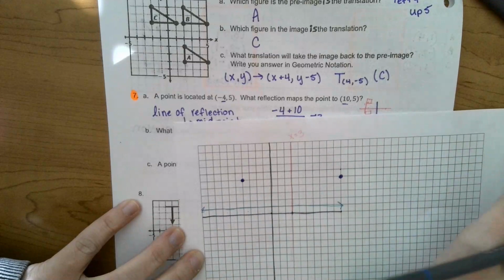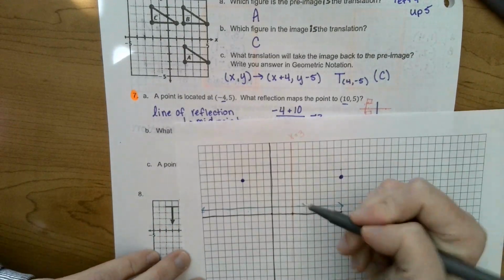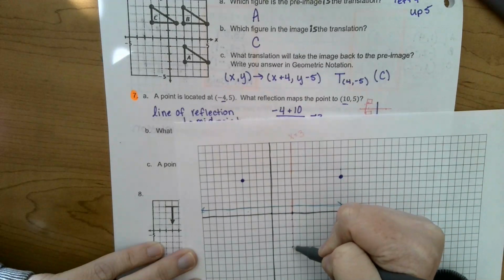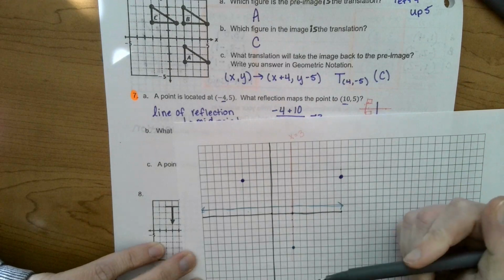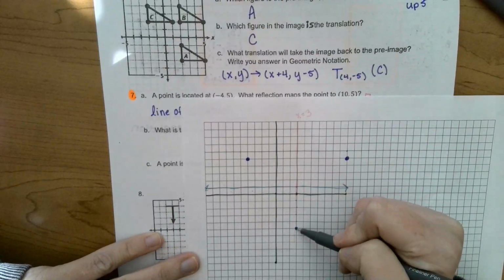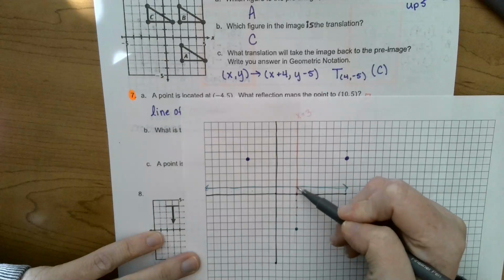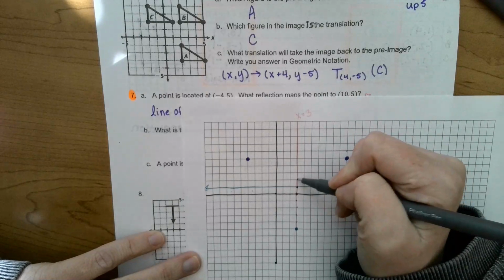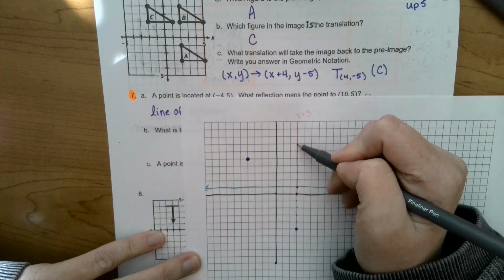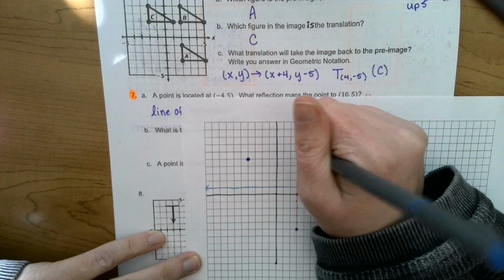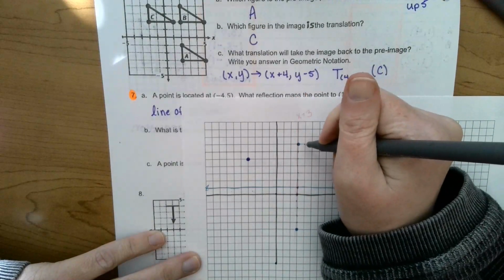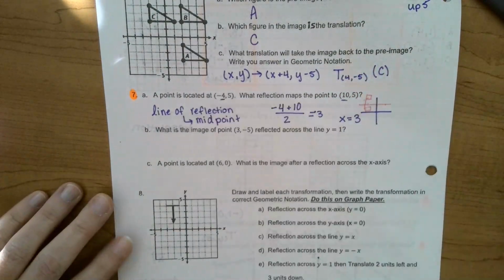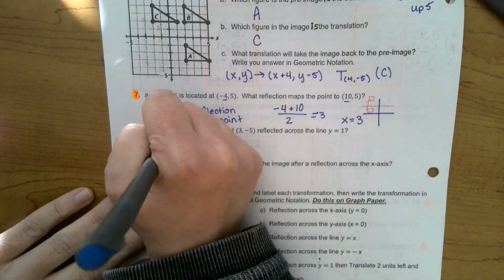All right, so the point is 3, -5. So 3, 0, 1, 2, 3, 4, 5. Okay. All right, so this is 1, 2, 3, 4, 5, 6 away from the line. So I need to go 6 even further. So 1, 2, 3, 4, 5, 6, which would be at 7. So this would be at 3, 7.